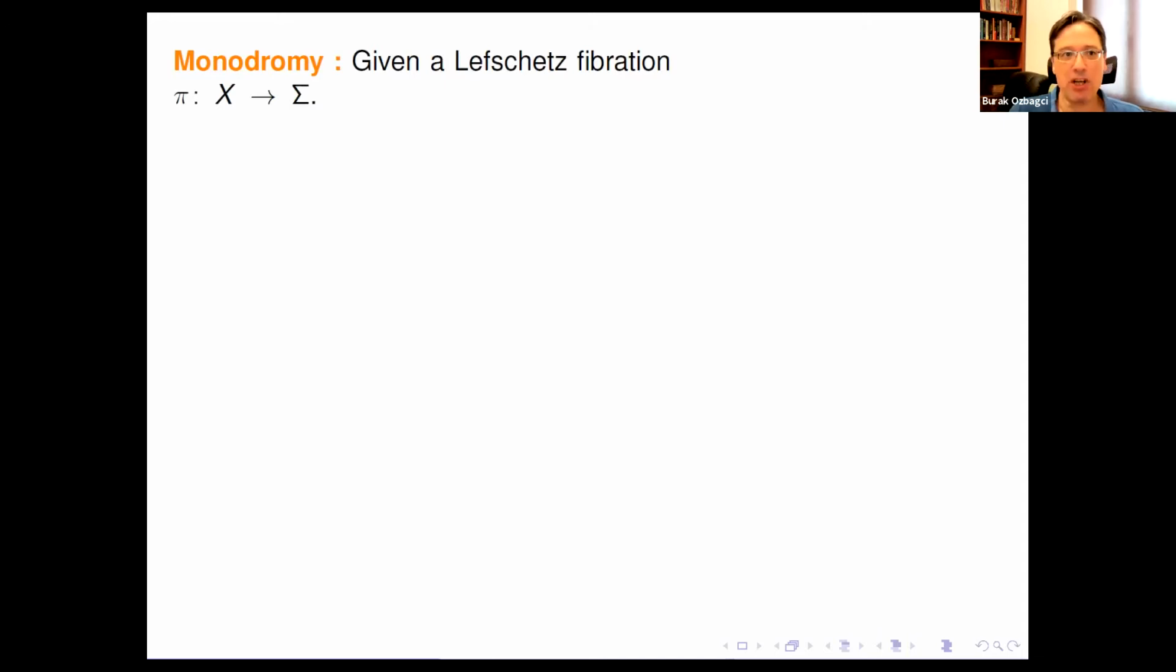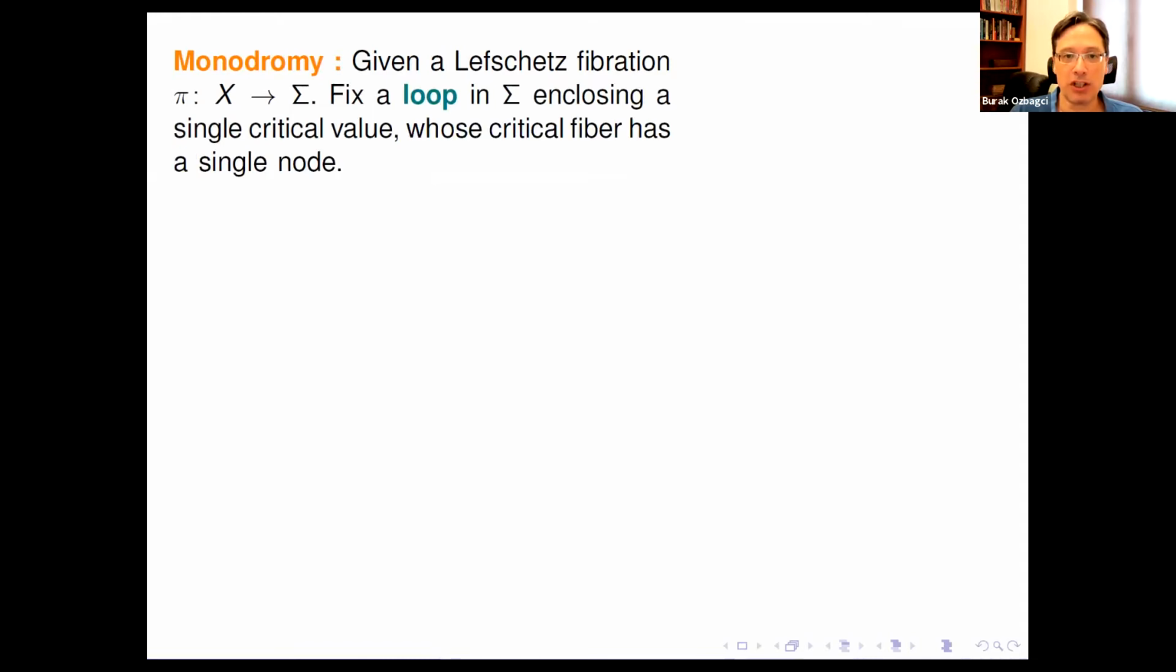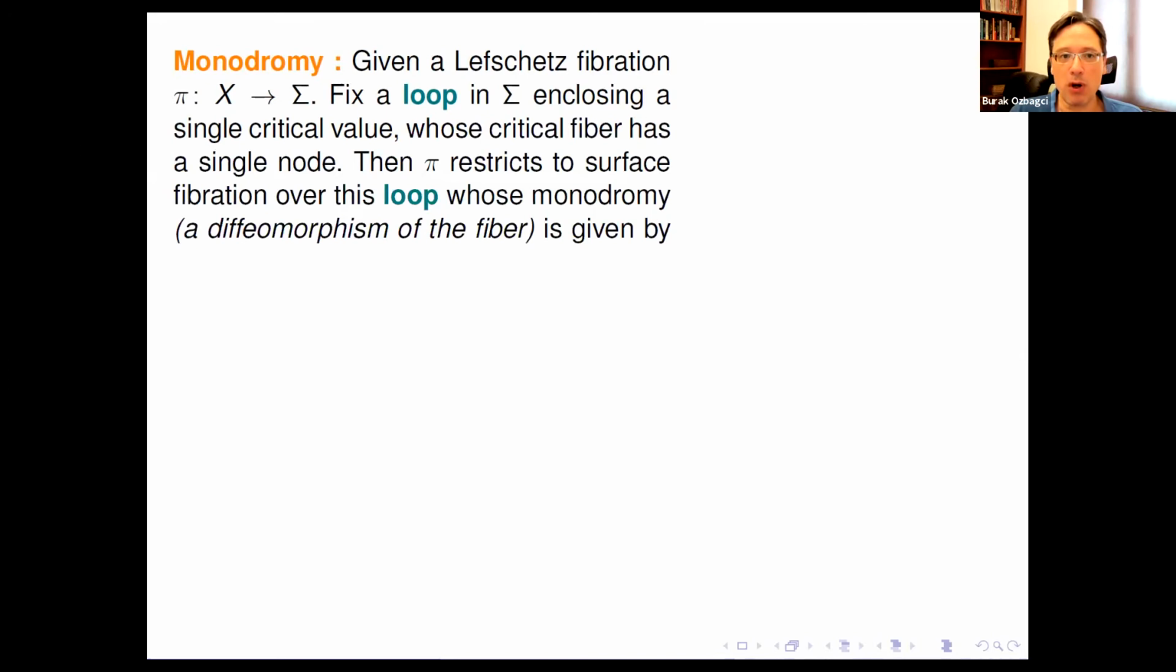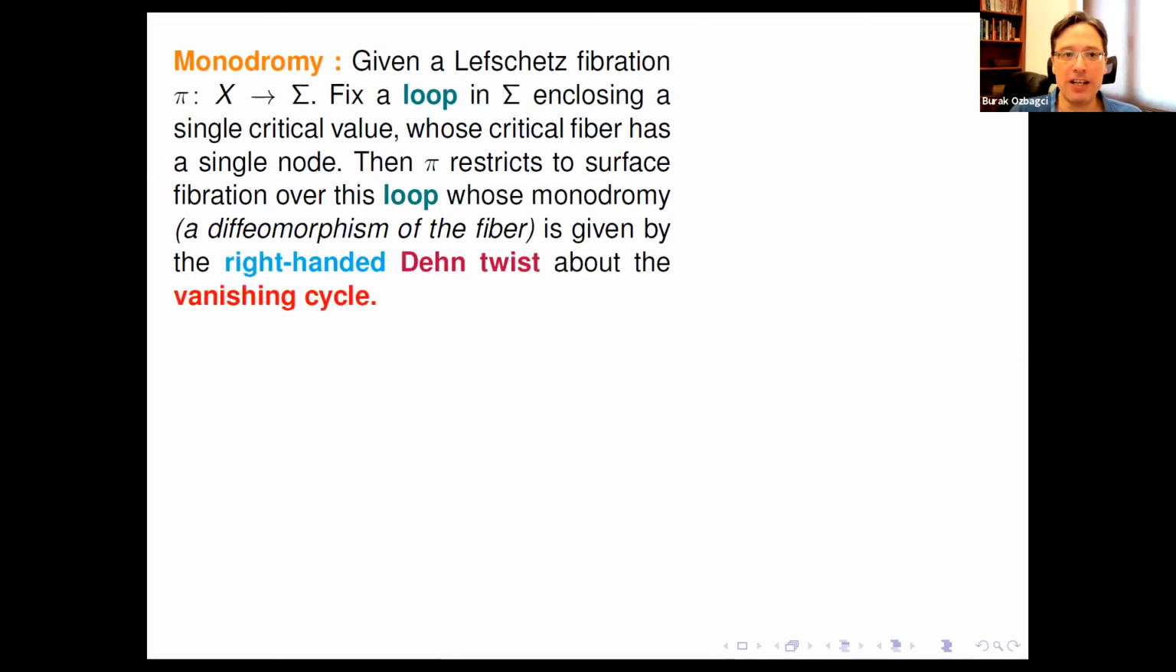Given a Lefschetz fibration π from X to Σ, fix a loop in Σ enclosing a single critical value whose critical fiber has a single node. Then π restricts to a surface fibration over this loop, because there is no singularity, whose monodromy, a diffeomorphism of the fiber, is given by the right-handed Dehn twist about the vanishing cycle.